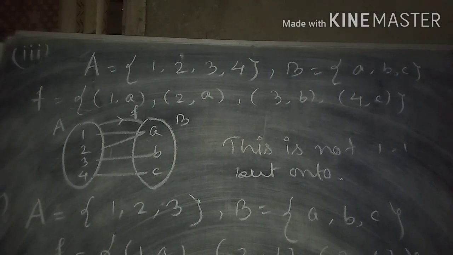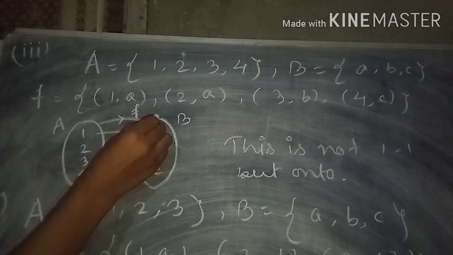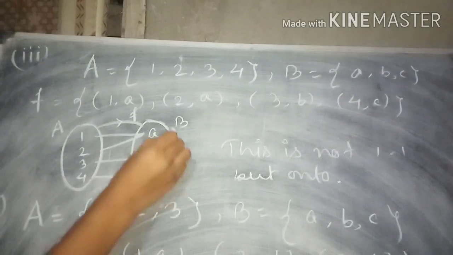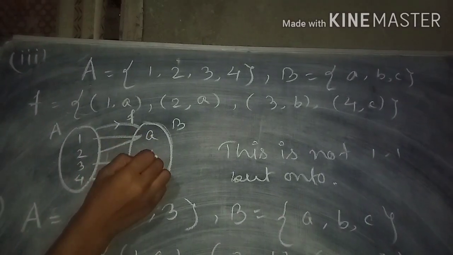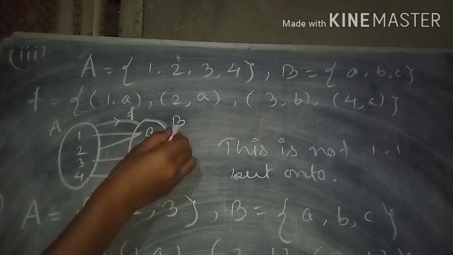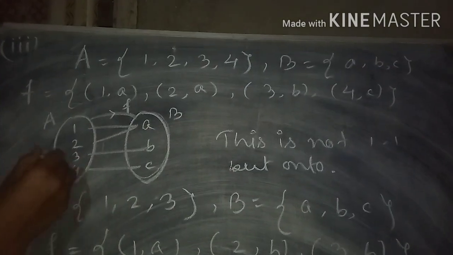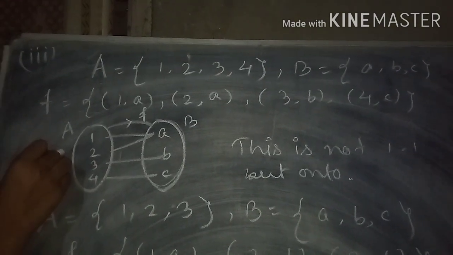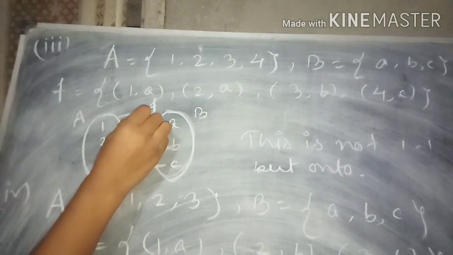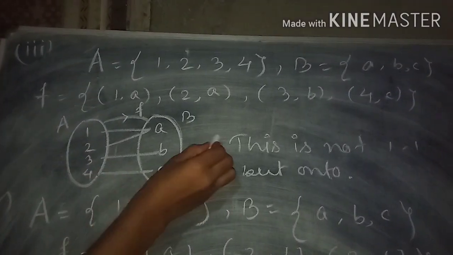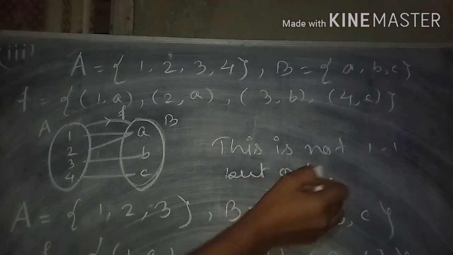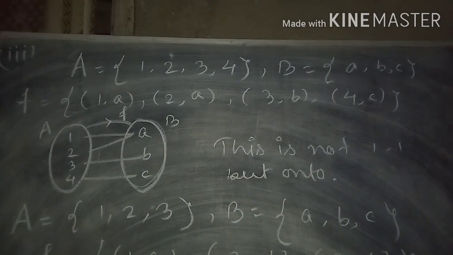In the case of onto, since the elements A, B and C in the set B have pre-images in the first set A, therefore the function f is obviously onto. Therefore, this function is not 1-1 but onto. Right?